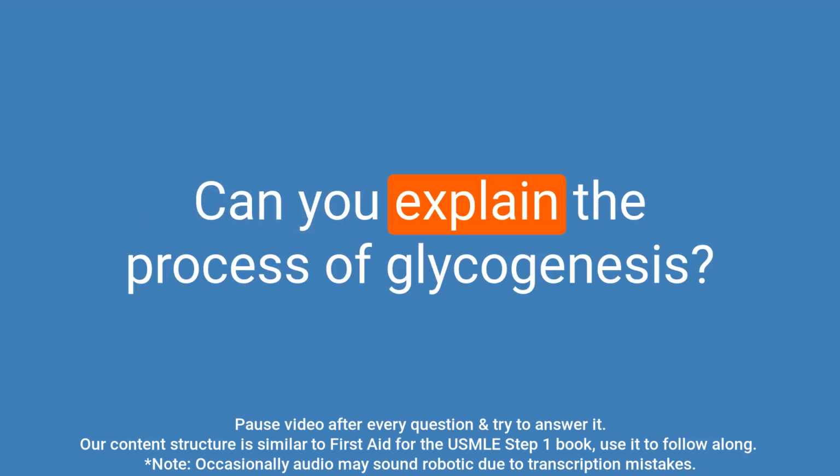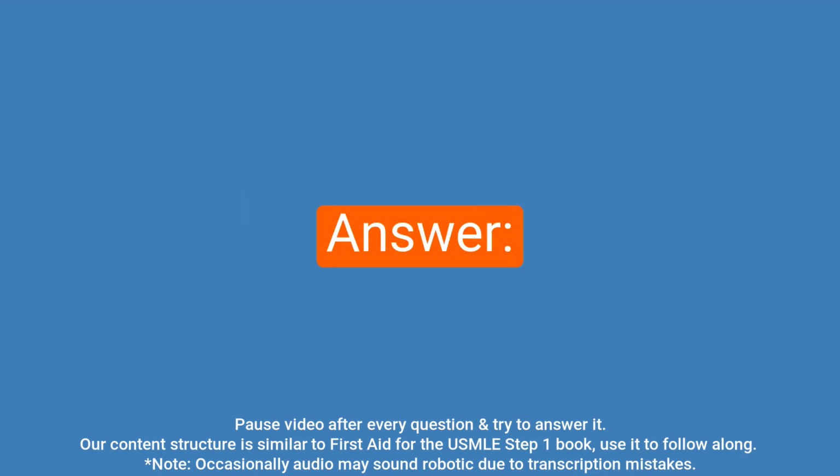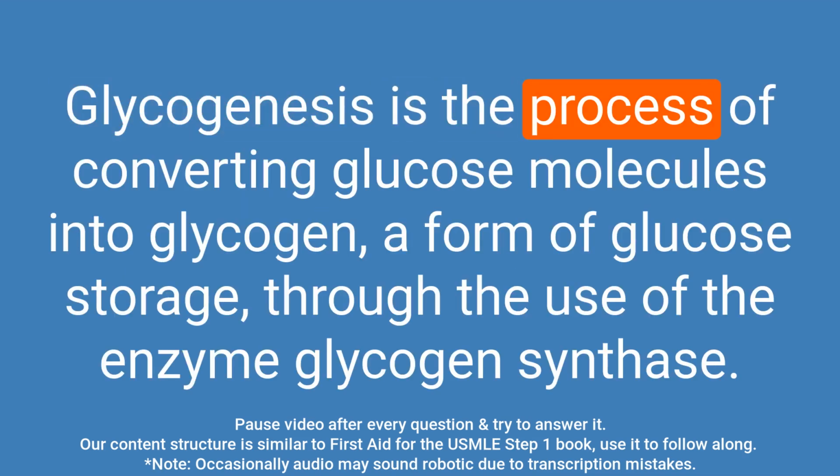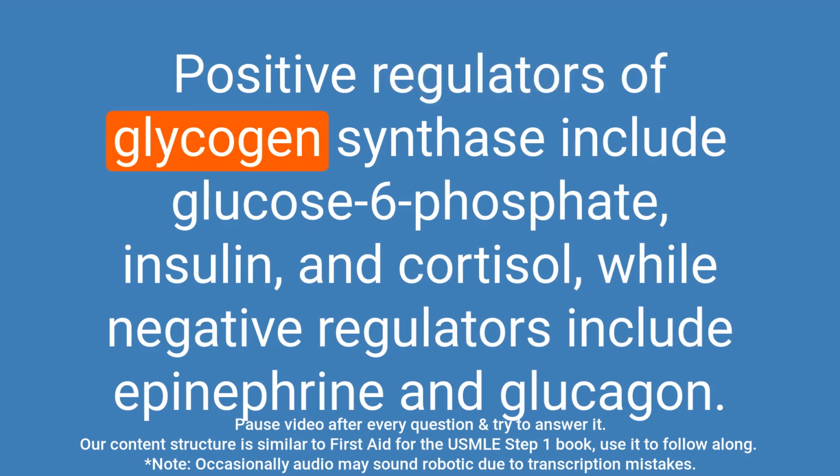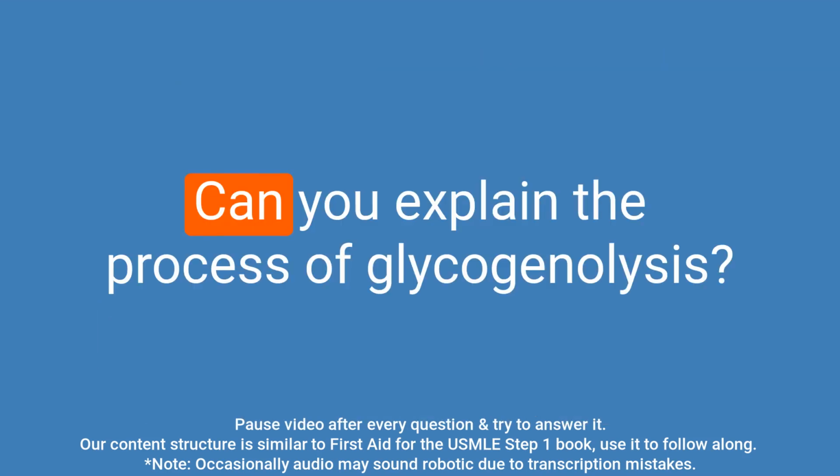Question: can you explain the process of glycogenesis? Answer: glycogenesis is the process of converting glucose molecules into glycogen, a form of glucose storage, through the use of the enzyme glycogen synthase. Positive regulators of glycogen synthase include glucose 6-phosphate, insulin, and cortisol, while negative regulators include epinephrine and glucagon.